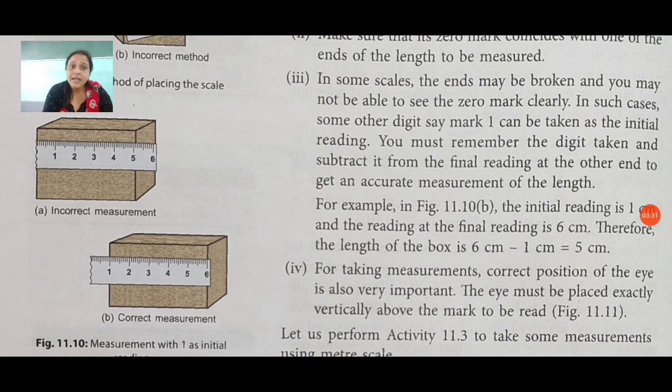In some scales, we have no zero. Then, for example, in figure 11.10, the initial reading is 1 centimeter and the final reading is 6 centimeter. Therefore, the length of the box is 6 centimeter minus 1 centimeter. Why do we subtract? Because we have no zero on the scale. So, the perfect measurement of this thing is 5 centimeter. So, when you use 1 centimeter as 0 centimeter, always remember to subtract the digits, because if you want a perfect measurement of any kind of thing, then we use this method.